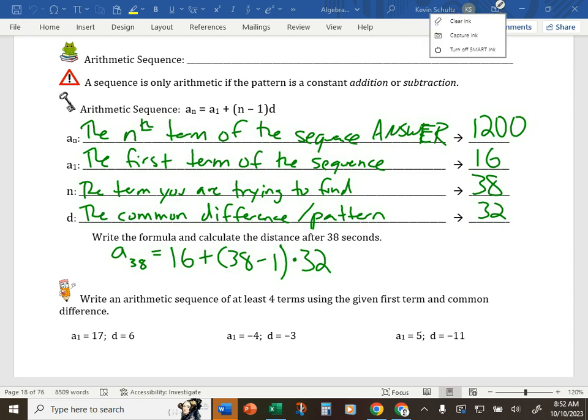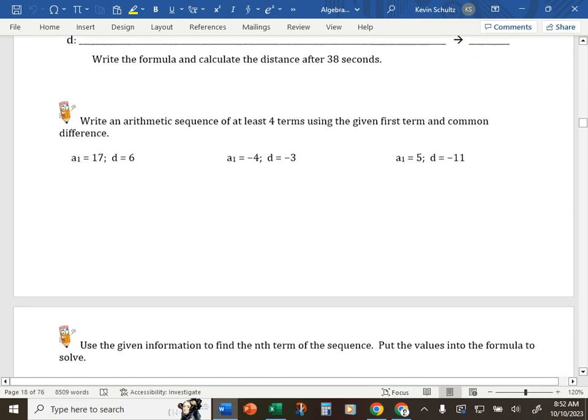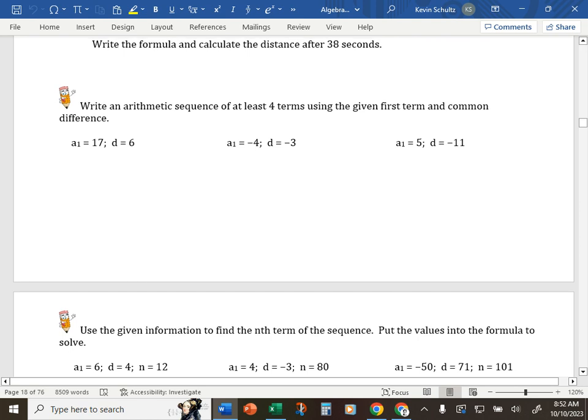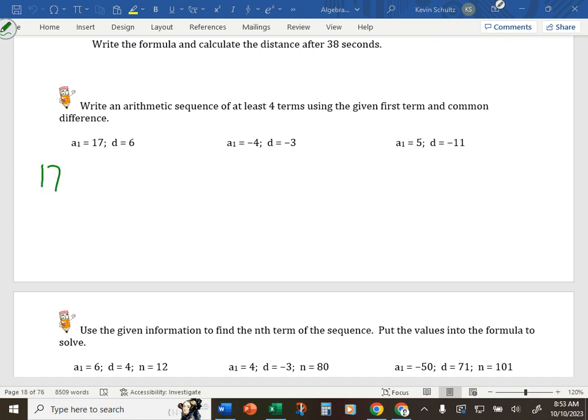Let's practice a little bit here. Okay? It says write an arithmetic sequence of at least 4 terms using the given first term and common difference. So this just kind of gets you used to what these variables represent. What would our sequence be with an A1 of 17 and a D of 6? Well, what's the first number in the sequence? 17, right? That's what A1 means. That's where you're starting.